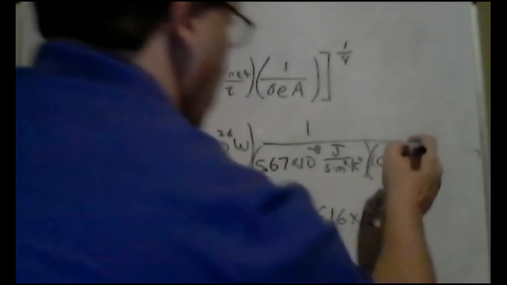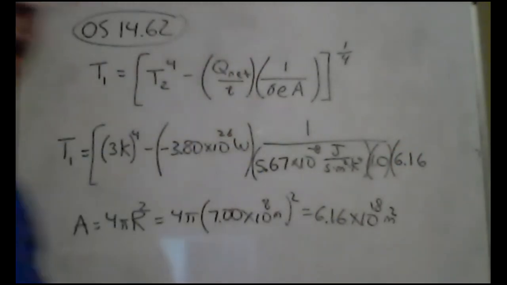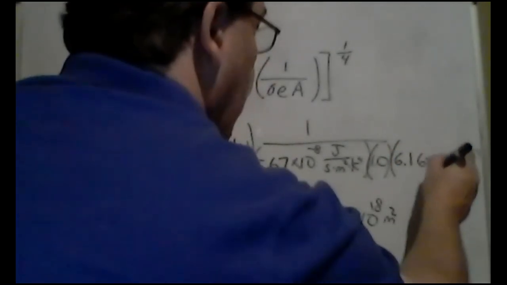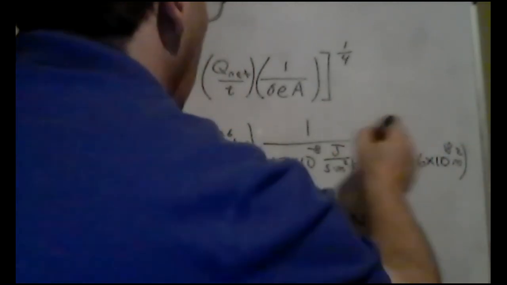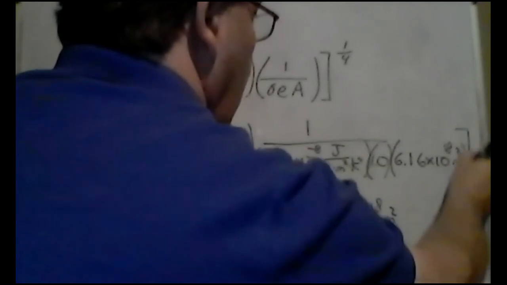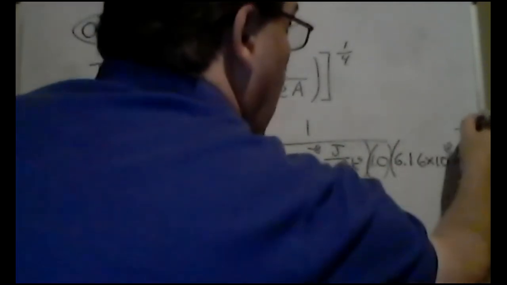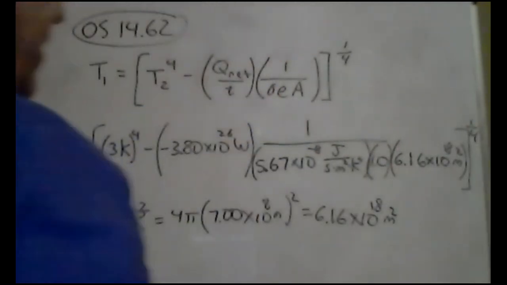All right, I got to sit back here. So that's 6.16 times 10 to the 18th meters squared. All of that, and remember, all that's got to be to the 1/4 power. All right, so that's a lot.